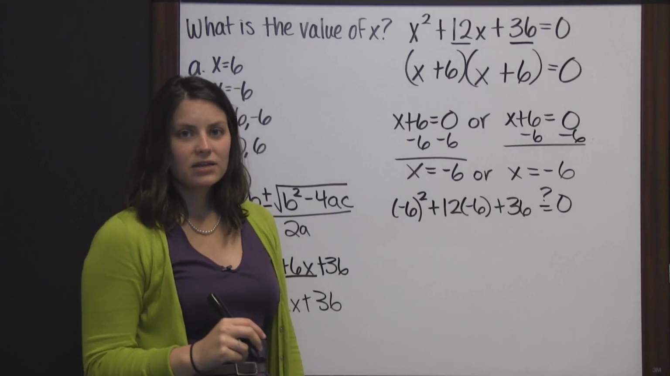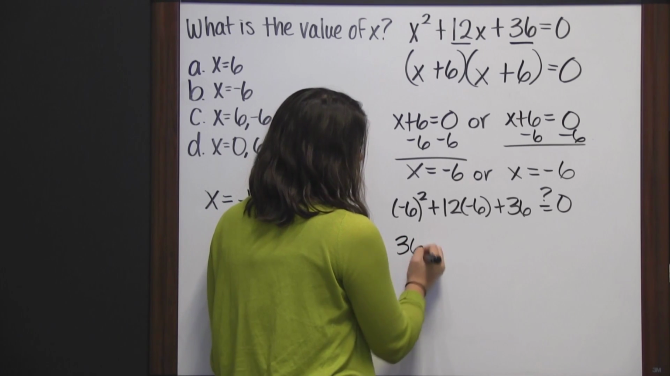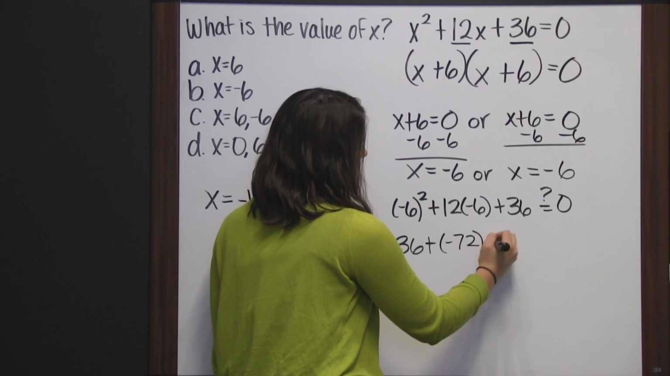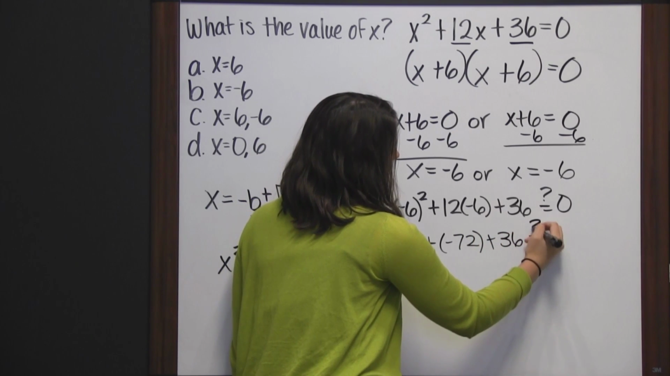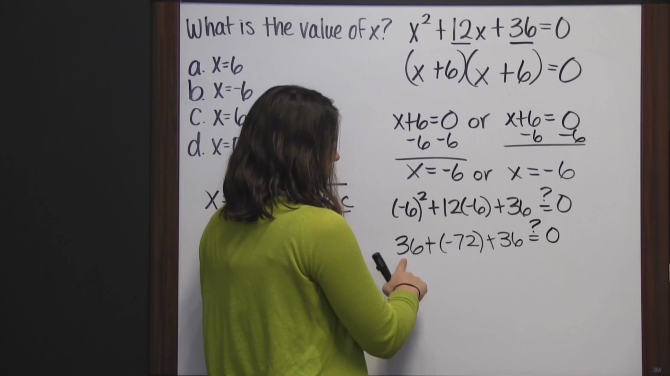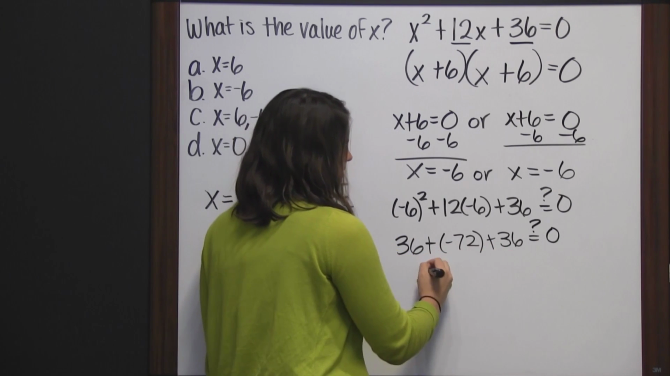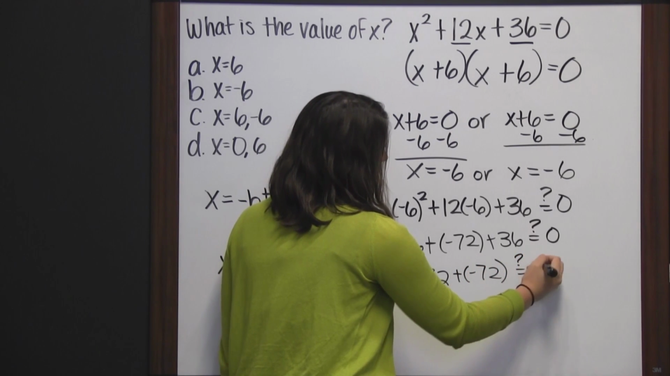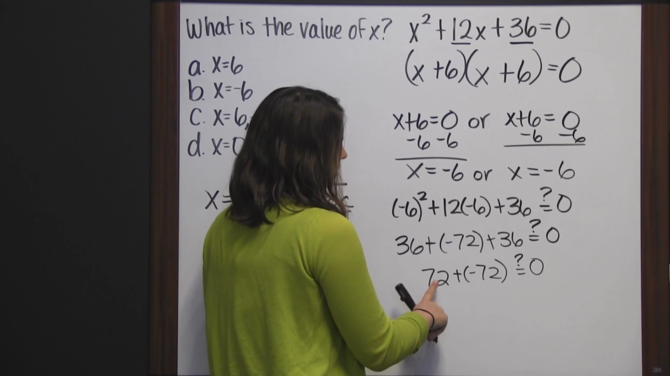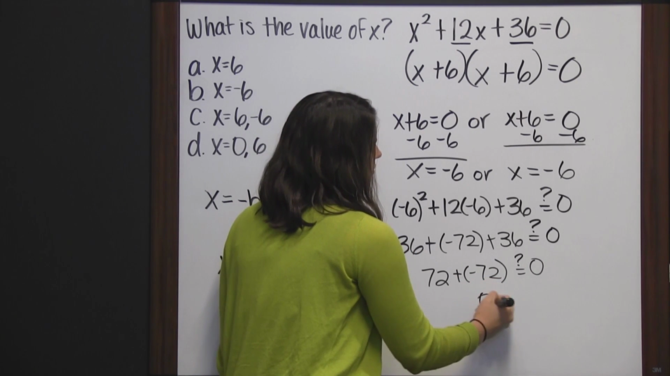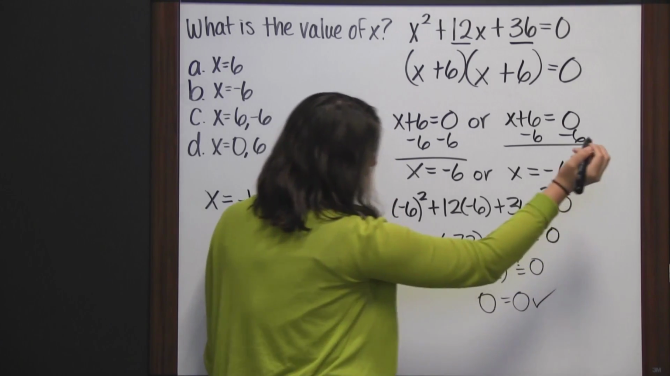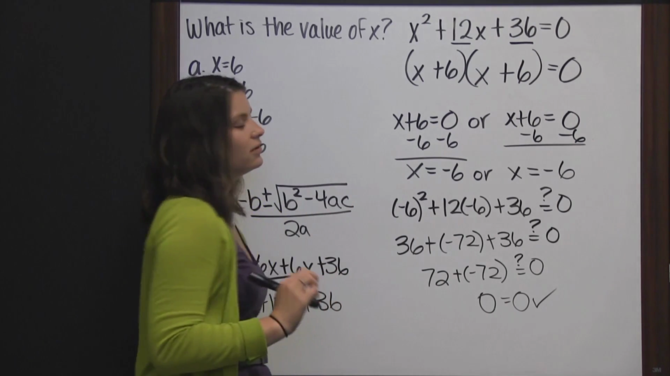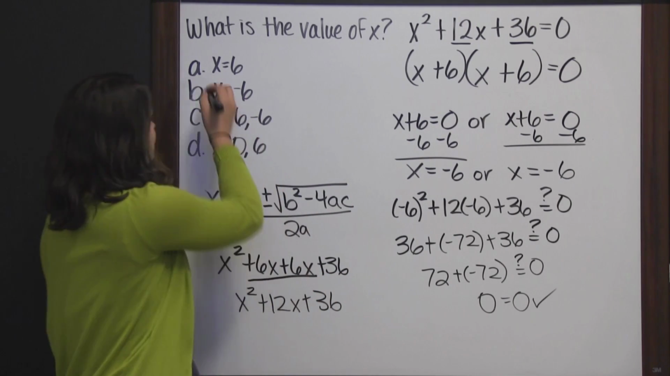-6 squared, and -6 times -6 is 36. Plus 12 times -6 is -72, plus 36. And again, I want to know if that equals 0. 36 and 36 is 72, plus -72. And I need to know if that equals 0. 72 plus -72 is in fact 0. 0 does equal 0. So we can see that we solved our equation correctly. We found the value of x, -6.